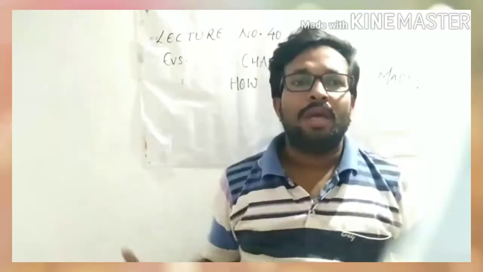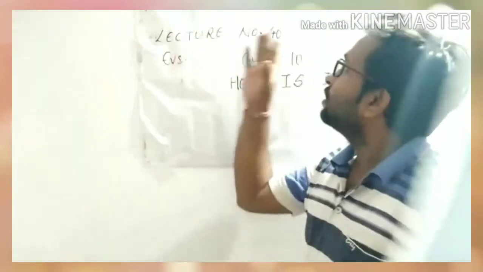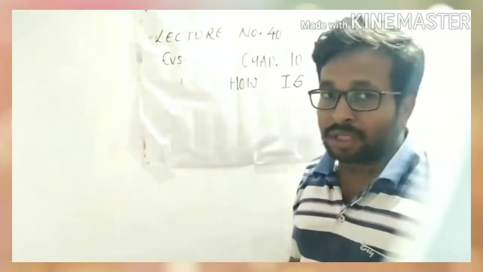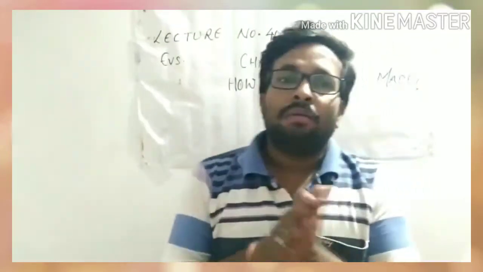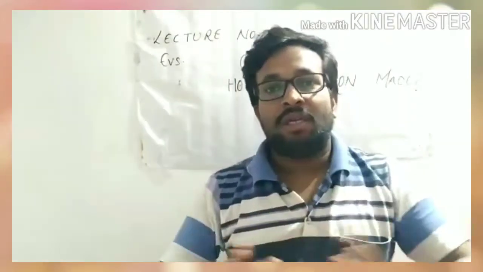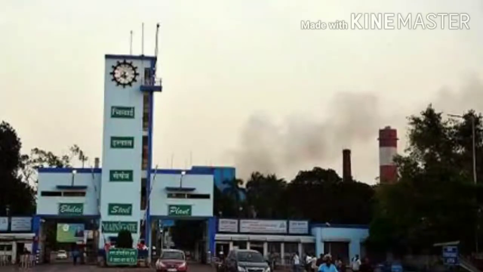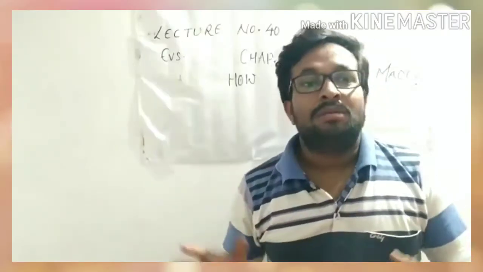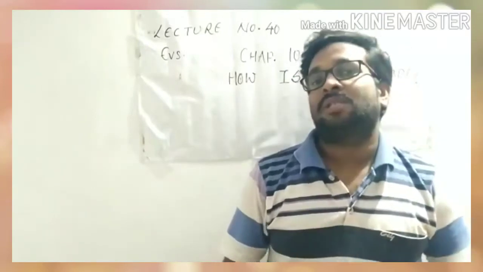Okay, so today we are going to start lecture number 40, and this is your subject EVS, chapter 10, how is iron made. This is your last topic of this chapter. Today we are going to learn about the famous steel factory in our state. Which is the famous factory? Yes, Bhilai Steel Plant. Bhilai Steel Plant is a very famous steel factory. This factory is in Bhilai, district Durg, in Chhattisgarh.